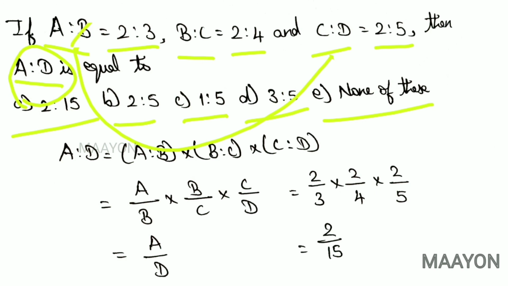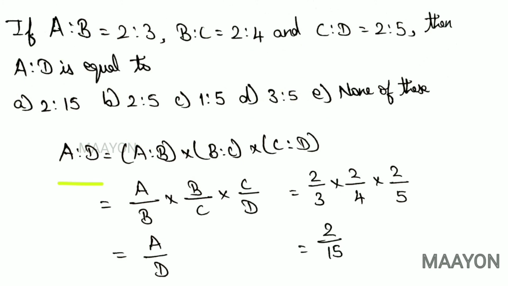To remove B in the first ratio, we have to multiply the first ratio with the second ratio. So B and B would be cancelled out. Then we would be getting A and C. Now we have to remove C and replace it with D. So we are multiplying this with the third ratio. We would remove C. Then the remaining is A and D. That's what we are doing here. A is to D equals A by B into B by C into C by D. Now B gets cancelled, C gets cancelled, A and D remain.